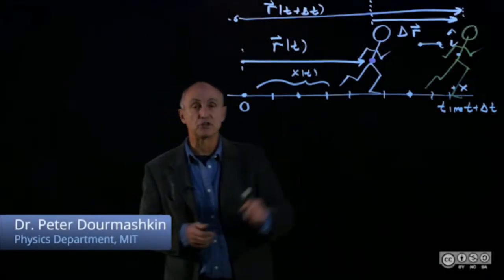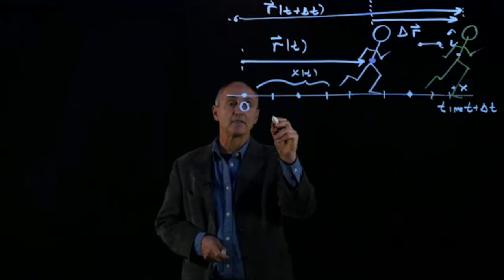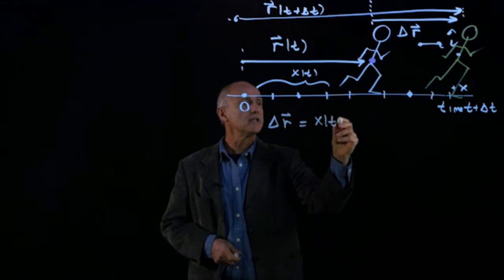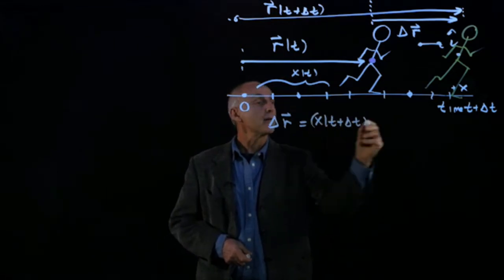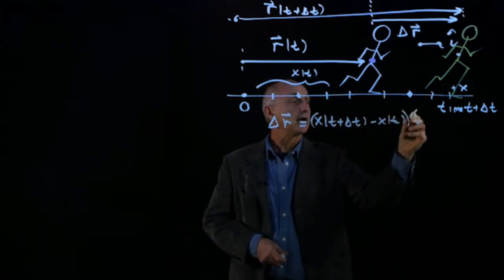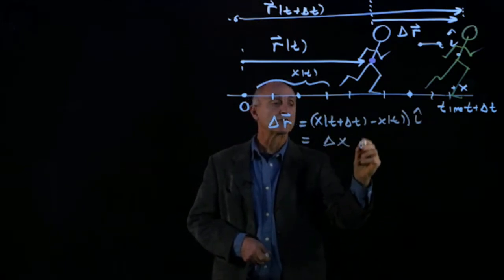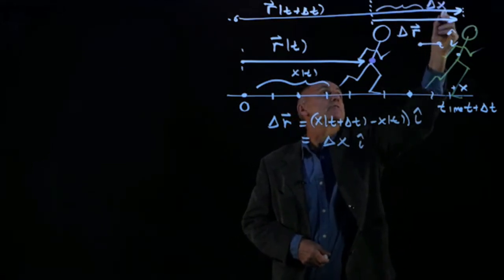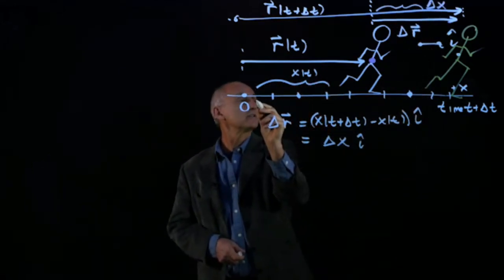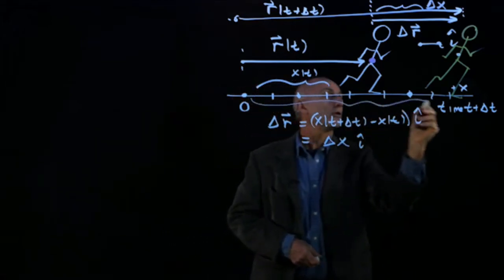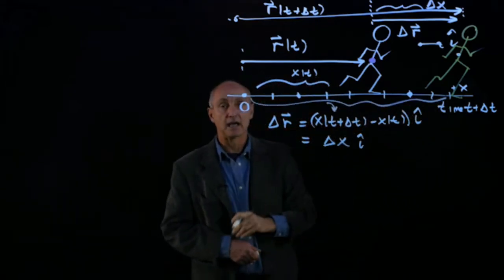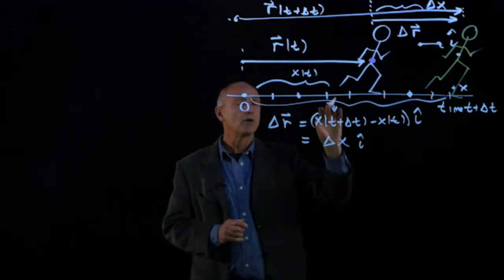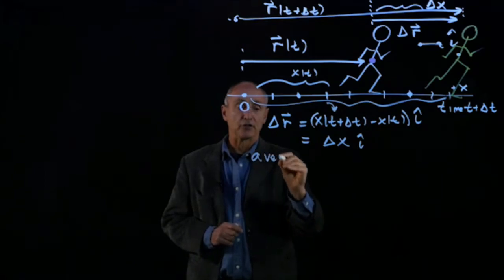Now that we've described the displacement of our object, remember that our displacement vector, delta r, in this time interval was x of t plus delta t minus x of t times i hat, which we denoted as delta x i hat. Now let's remind ourselves that this distance here is delta x, and this whole distance from here over to there is what we mean by x of t plus delta t. And now what we'd like to do is describe what we call average velocity.